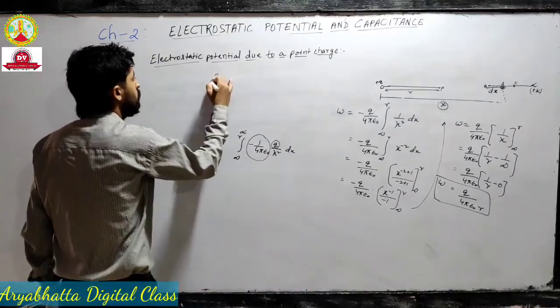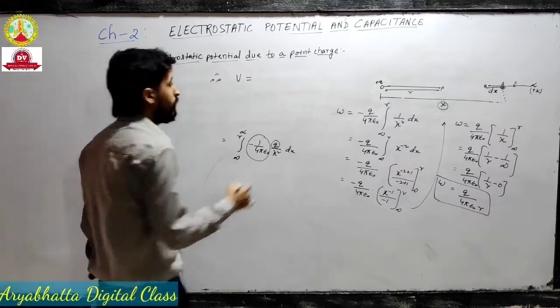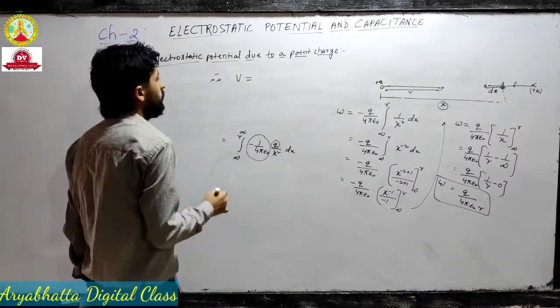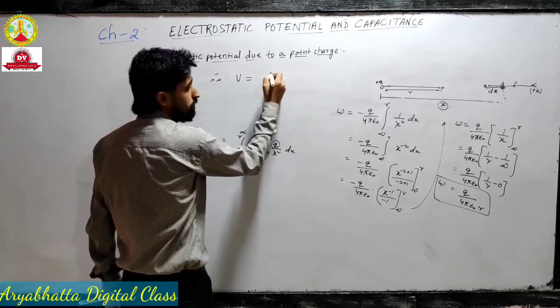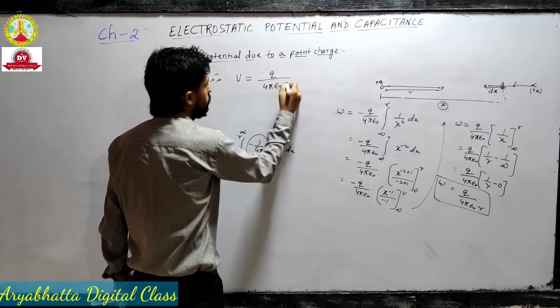Therefore V is equal to nothing but the potential difference, or potential you can say, right? V is nothing but potential. So electrostatic potential V is equal to how much? Q by 4 pi epsilon naught into r.